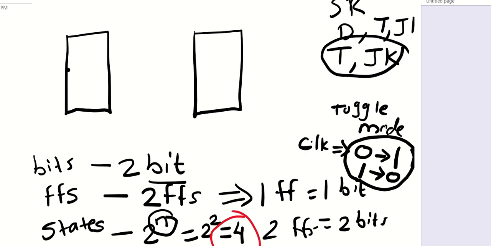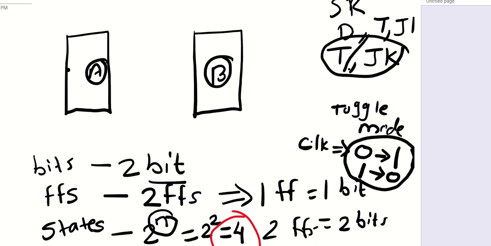So for a 2-bit asynchronous counter, I will show what the structure or circuitry is. We will design it using a JK flip-flop. As I have told you, we can use either a JK or a T flip-flop. These are the two flip-flops I am using. I will call them the A and B flip-flops.